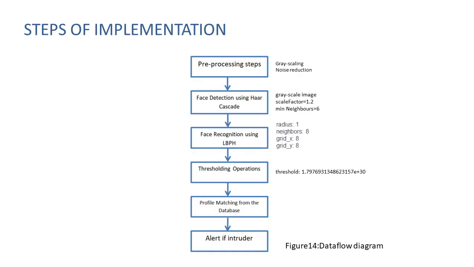The steps of implementation are pre-processing steps, which include grayscaling and noise reduction, and face detection using Haar cascade. These are the parameters as I've explained earlier. Face recognition using LBPH. These are the parameters, and thresholding, it would have to satisfy a certain threshold in order to be matched with the database. After that, profile matching from the database and alerting if an intruder is detected.